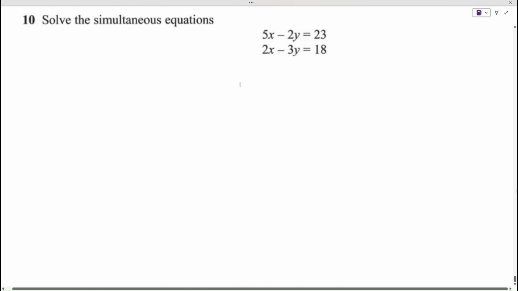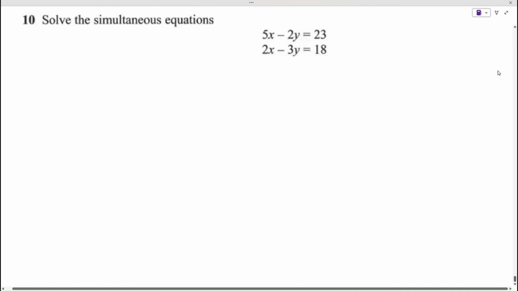This video will be going over simultaneous equations from paper 1 of Edexcel Higher GCSE for the year 2024. This is a non-calculator paper and this is a simultaneous equation question from that. Solve these simultaneous equations: 5x minus 2y equals 23 and 2x minus 3y equals 18.